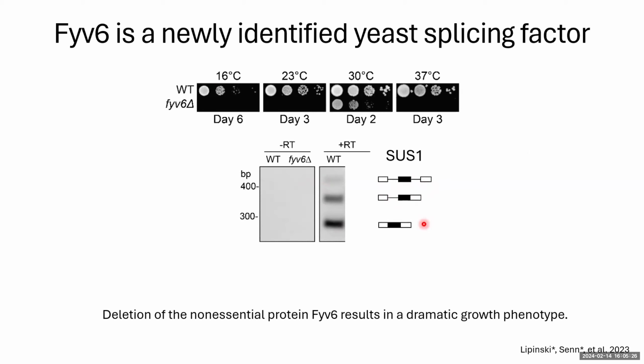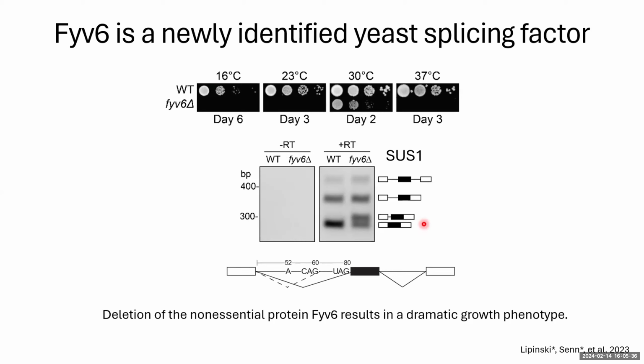However, we find that when we delete F5V6, there's production of an alternatively spliced mRNA product. And when we isolated this product and sequenced it, we found that an alternative 3' splice site was being used within the intron much closer to the branch point. And so this work motivated us to look globally across the yeast transcriptome to see how introns or splicing was being affected.